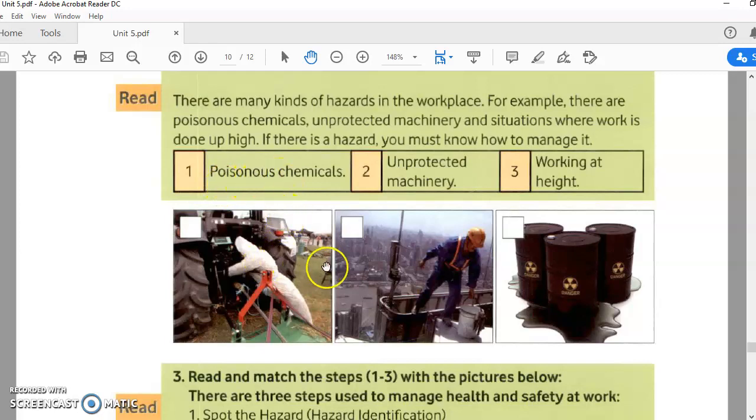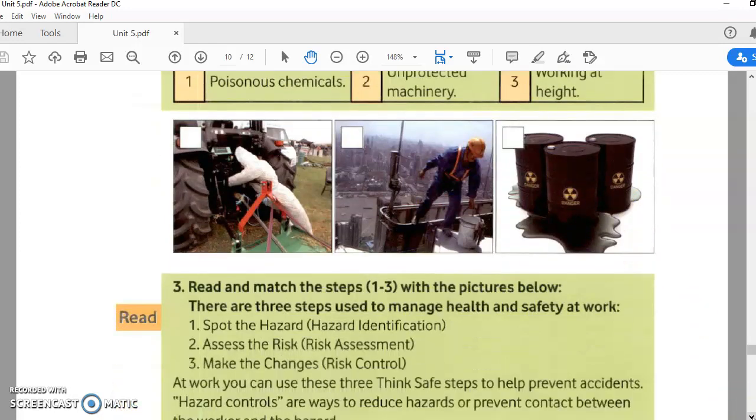Which picture here represents poisonous chemicals? Yeah, the last picture, which is the picture on the right, represents poisonous chemicals. Can you do number 2 and number 3? When you're done, we'll move to number 3.